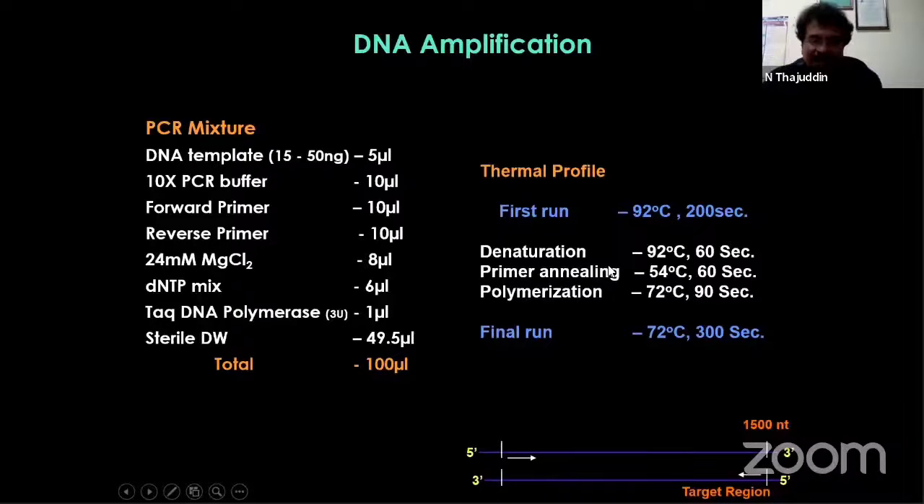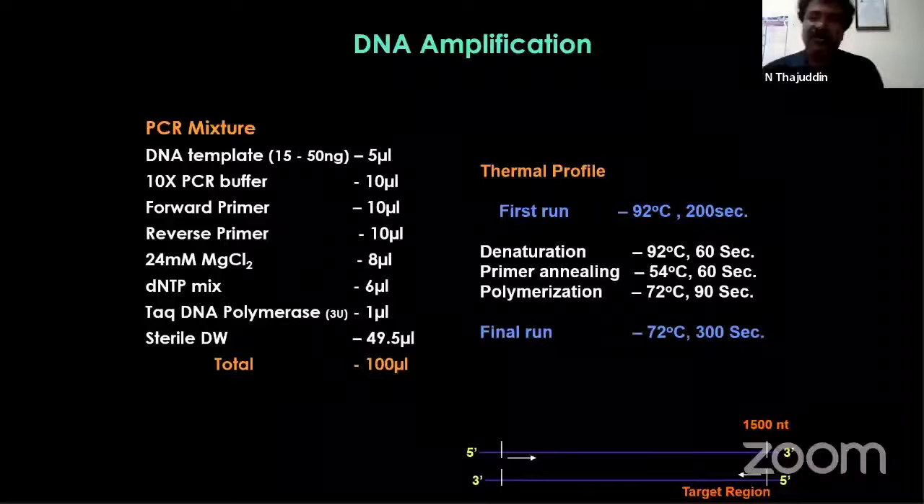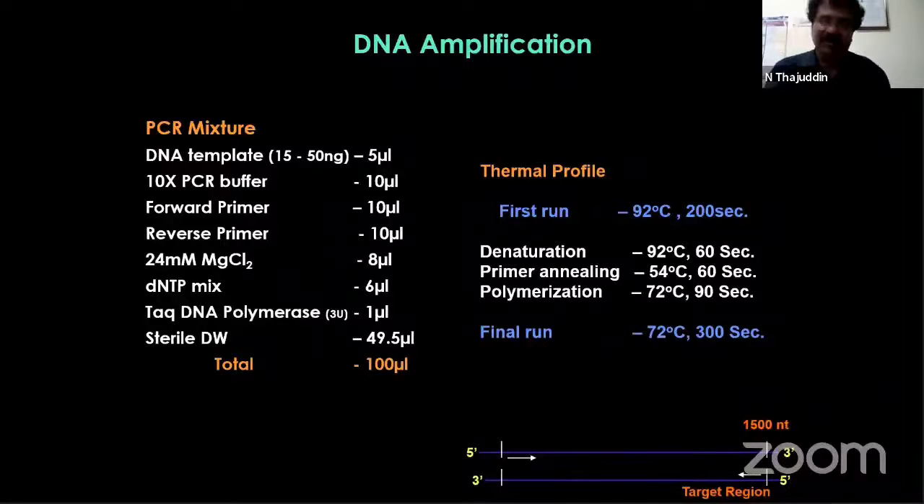And the temperature cycle: denaturation, primer annealing, polymerization, different temperatures are there. In PCR, the denaturation and the primer extension, that is polymerization, temperatures are the same for all PCR reactions. The only difference is in the primer annealing. This depends on the length of the nucleotides in the primer sequence. Based on the length, there is a calculation, so we can decide the optimal temperature and optimal duration for the primer annealing.